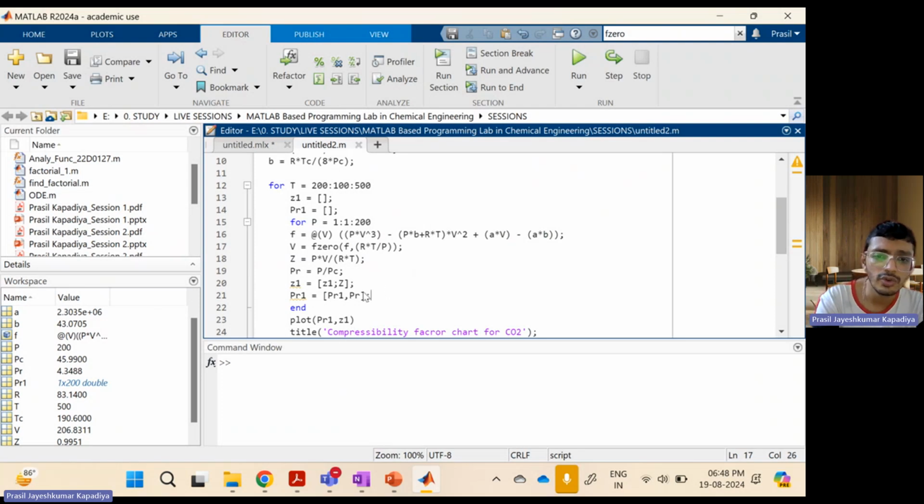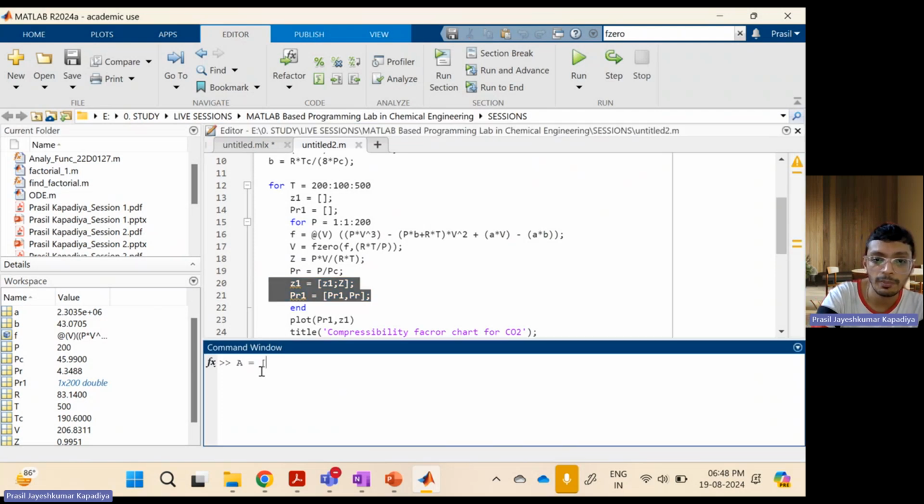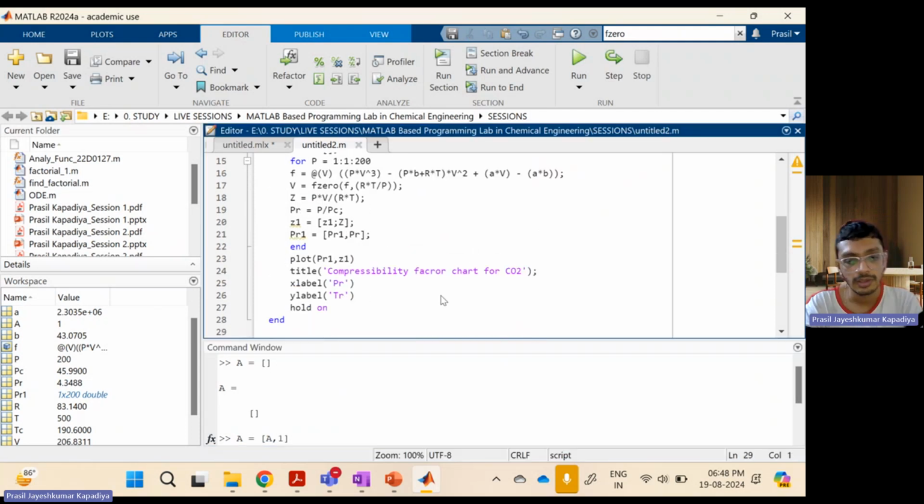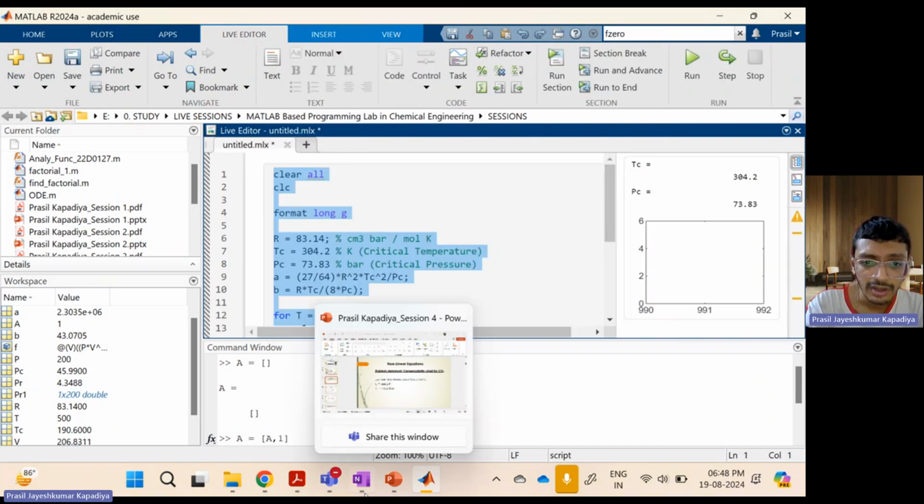We now learned these two new features: we need to give one null matrix. When I write A is equal to blank, it is not saving anything. But let's say when I write A is equal to A comma 1, see, it is only saving 1. So that null matrix specifies that initially there is nothing, but we need that variable. So this is how we can plot compressibility factor chart.